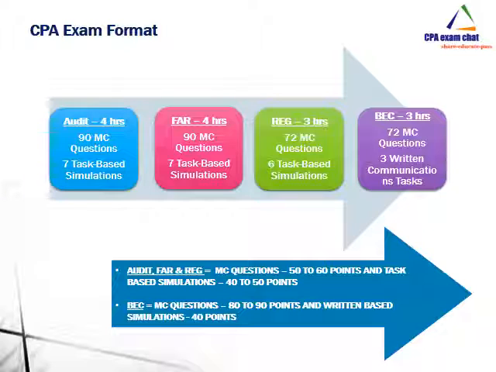For regulation and BEC, each exam is 3 hours long with 72 multiple choice questions. For regulation, you have 6 task-based simulations. However, for BEC, you have 3 written communications instead of task-based simulations. For FAR and regulation, the total point value for multiple choice questions is around 60 points, while task-based simulations are around 40 points. For BEC, multiple choice questions are worth 80 points, while written communications are around 20 points.